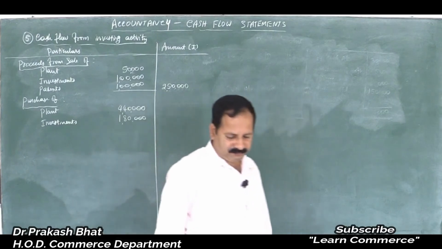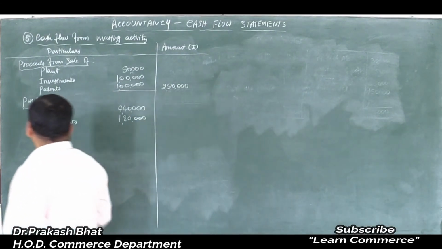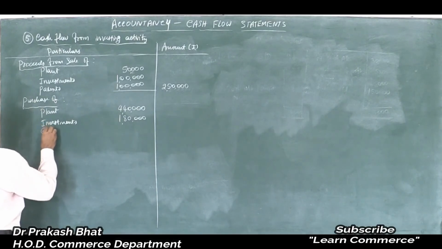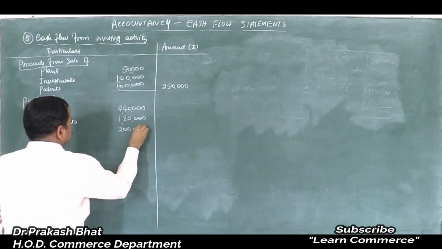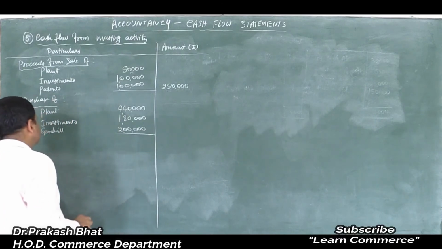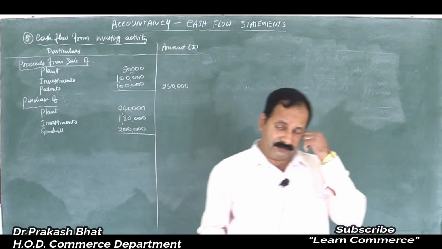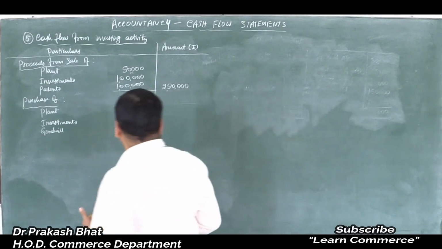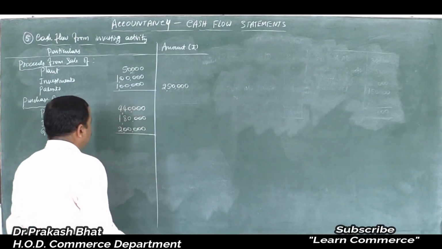Last one is goodwill, 2 lakh. These are the outflows. When you purchase, cash goes out. So these are called cash outflows, right? So write the total. 5 plus 2, isn't it? 7 plus 1, 8 lakh 20,000.